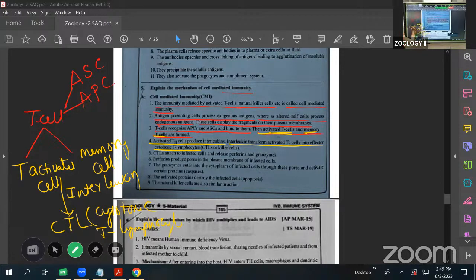The activated T cell immediately releases the interleukins. The interleukins form the cytotoxic T cells, the T lymphocytes. That is simply what we call a CTL. Next, the CTL attaches to the infected cell. I'll draw a diagram so you can understand easily.